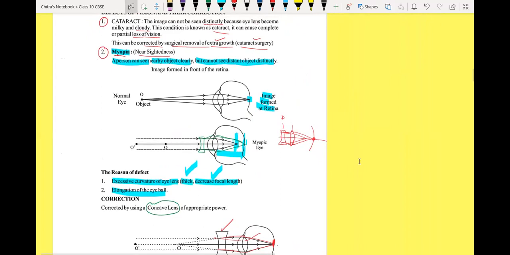Yeah. So here we had two defects. One is called cataract and the other is called myopia. Just take a screenshot. Look, sir. Everyone done?